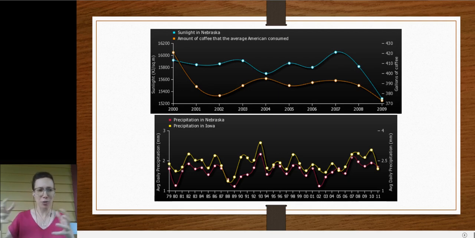We'd have to know like which direction the storm systems are coming in, and like, did the storms originate in Iowa or Nebraska? Does that even make sense? So there are going to be some situations where there's not a clear dependent and independent variable.